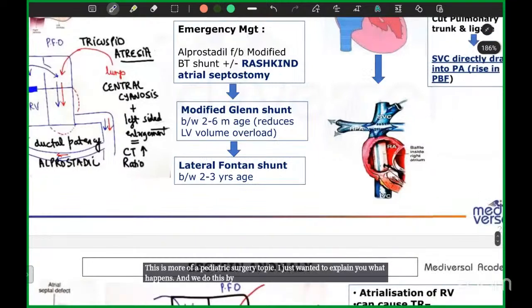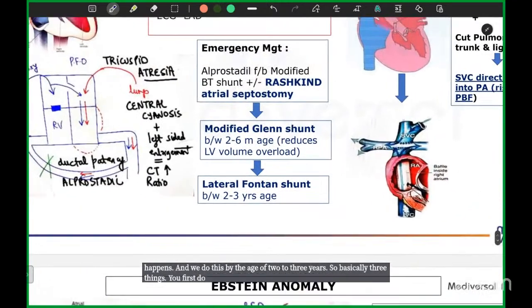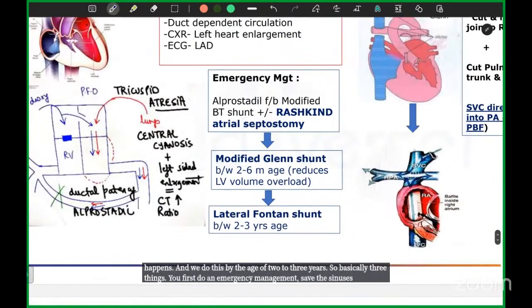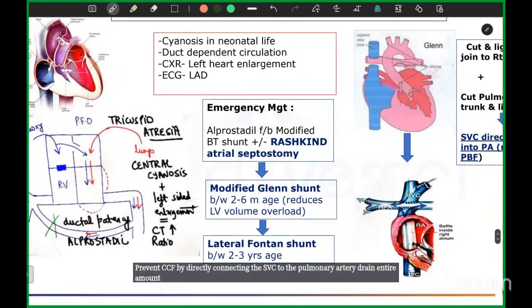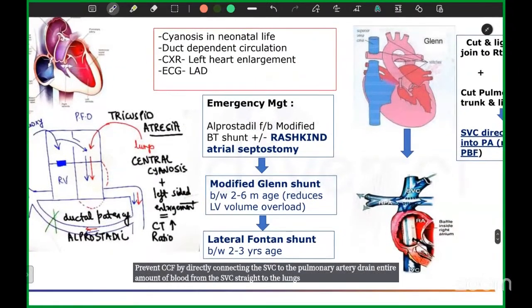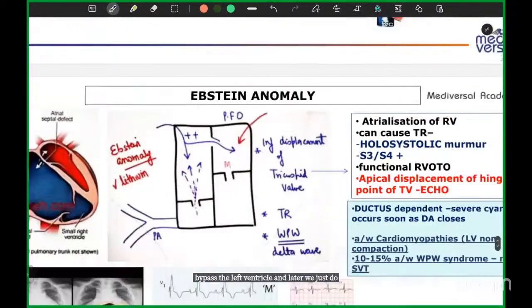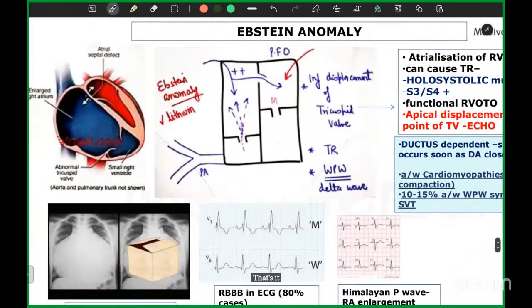2 to 3 years. So basically, three things: you first do an emergency management, save the cyanosis, then you start thinking of CCF, prevent CCF by directly connecting the SVC to the pulmonary artery, drain the entire amount of blood from the SVC straight to the lungs, bypass the left ventricle, and later you just do a lateral Fontan shunt. That's it. Coming to Epstein's anomaly, one word at undergraduate level, Epstein is equal to lithium.